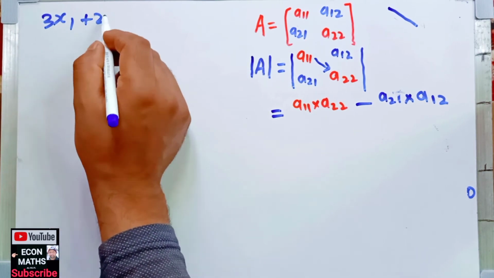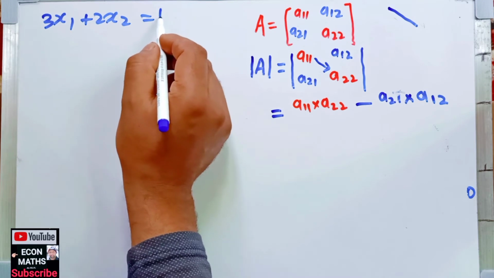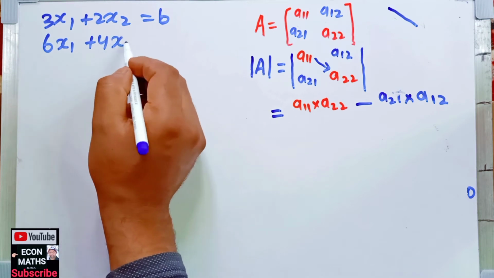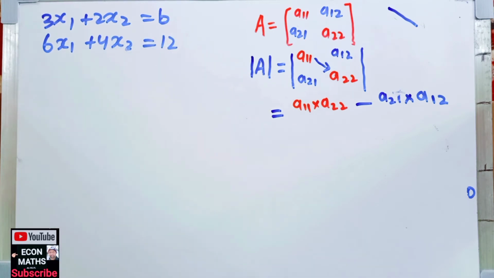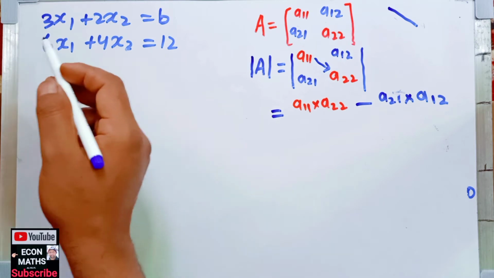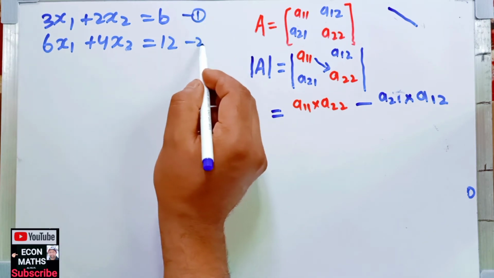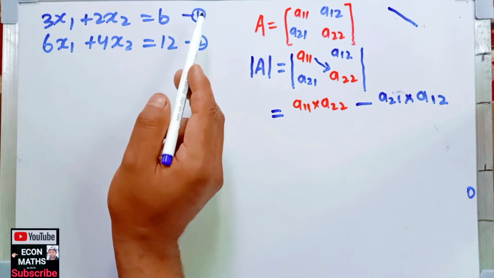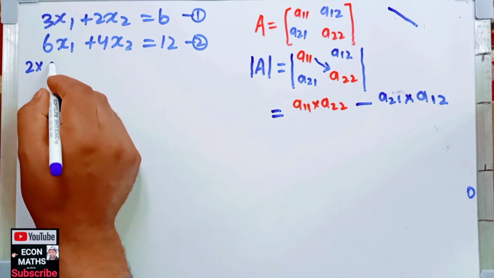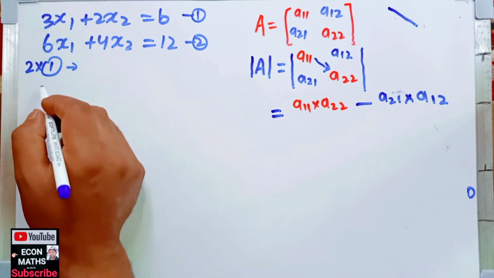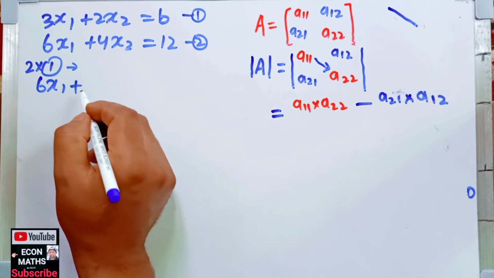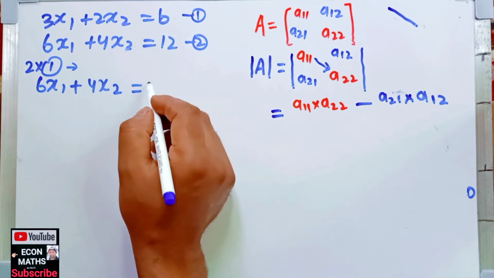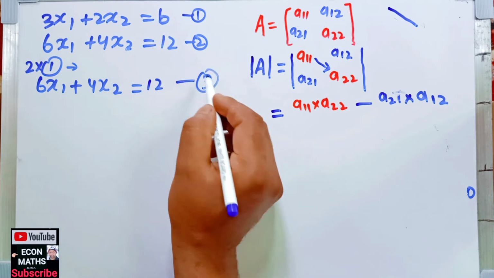3x1 plus 2x2 is equal to, let us say, 6, and the second is 6x1 plus 4x2 is equal to 12. Now if we solve these two, let this be equation first and let this be equation second. Now to make the coefficient the same, we will multiply the first equation by 2. So we will multiply the first equation by this factor 2. So this will become 6x1 plus 4x2 is equal to, now here 2 6s are 12. Let this be equation third.